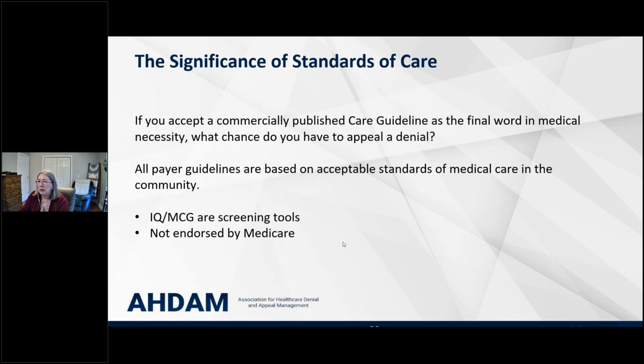Okay, so let's talk about if you accept a commercially published care guideline as the final word in medical necessity, what chance do you have to appeal a denial? I'm not talking about if your payer used a care guideline to determine whether they're going to cover your service or not, and they applied it inappropriately, incorrectly, used the wrong guideline, and you can appeal that by pointing that out to them, then by all means do that. I'm not saying to abandon that particular process. I'm just saying if they used a care guideline and it actually did not meet, and you need to argue that in your appeal, then you need to go to standards of care to make that argument.